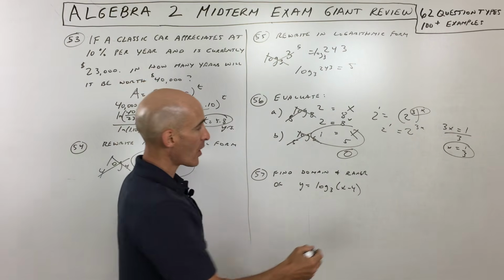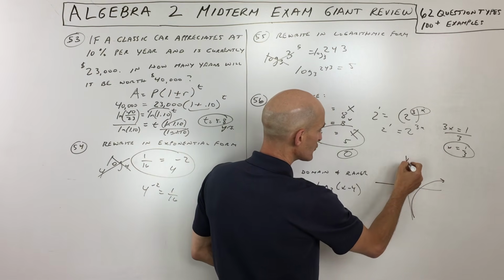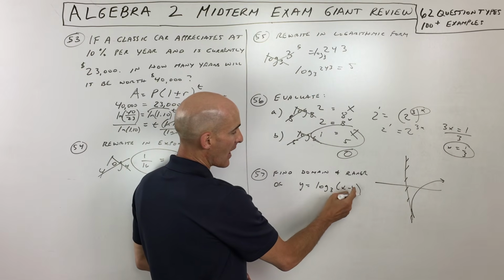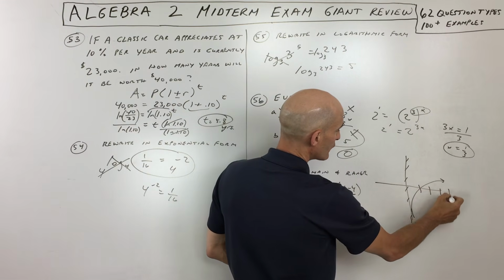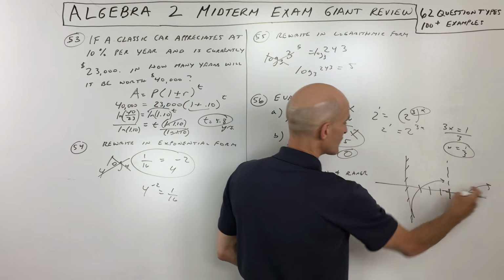Well, here's the thing. Our basic log graph looks like this. It gets closer and closer to the y-axis. But what does the minus 4 do to the graph? It has the opposite effect. It actually shifts it right 4. 1, 2, 3, 4. So now our graph's going to look something like this. It's shifting it right 4.